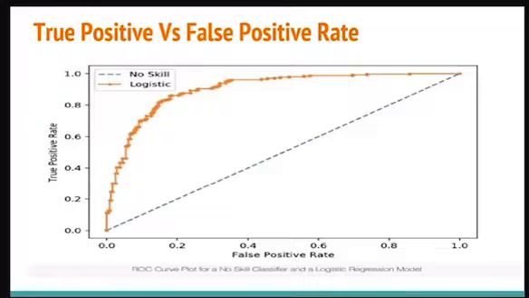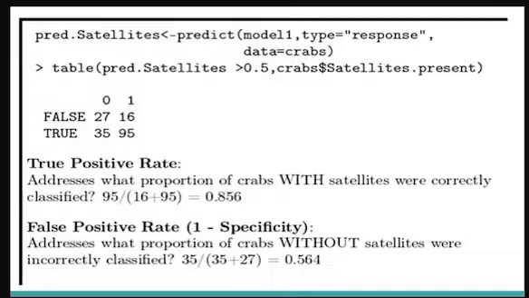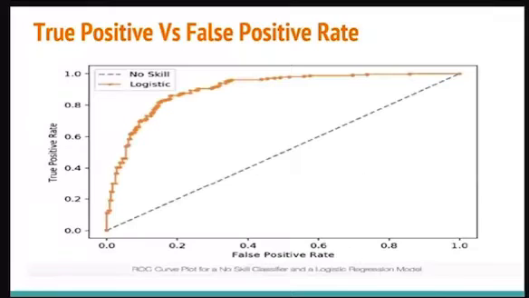We want an AUC value that will be greater than 0.5 but less than 1. Okay? And that was why, when you take a look at this the other time, you see the code, the table predict the satellite say greater than 0.5. Okay? Greater than 0.5.